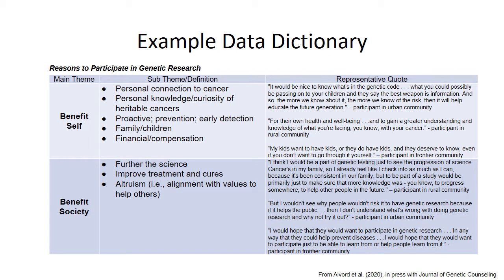Here's an example of one of our project's data dictionary. This is when we were looking at public perceptions of predictive cancer genetic testing. What we found is that people's reasons are either benefiting self or benefiting society. One of the themes we noticed is that benefiting self doesn't only include themselves, but also their family and children. So we describe that as one of the definitions.